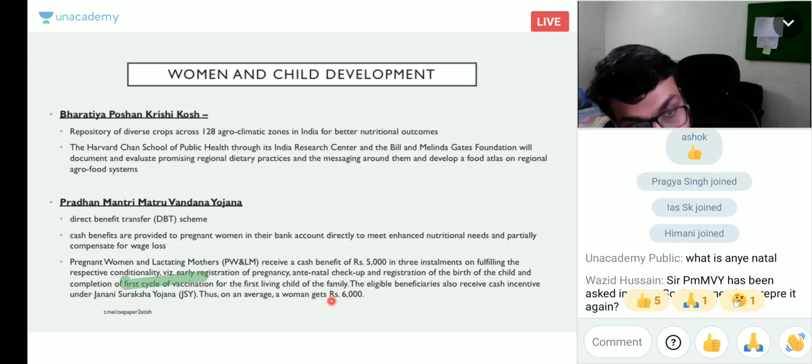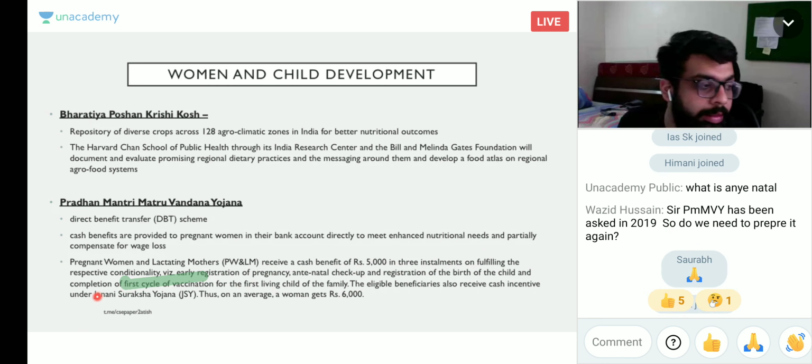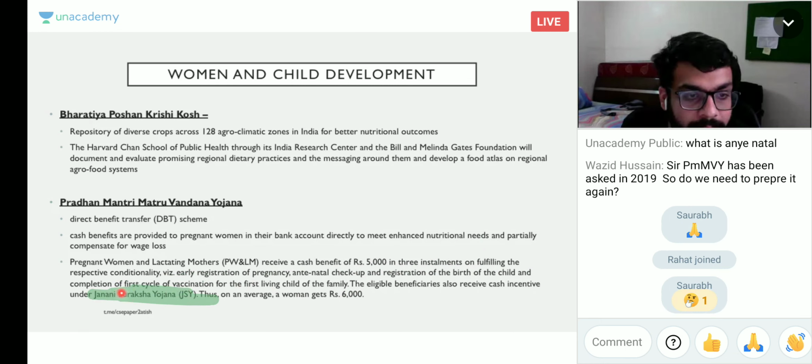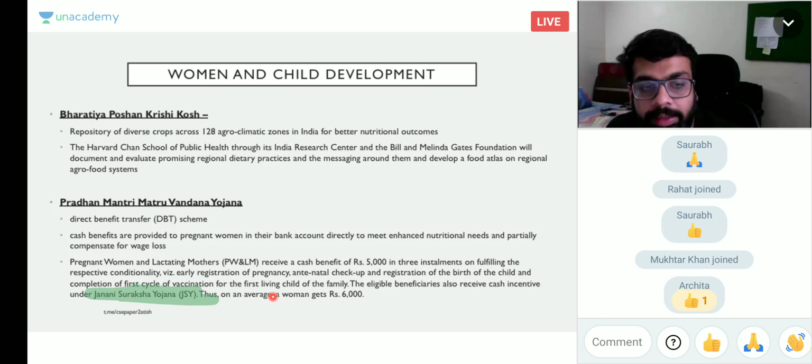In addition to this, there's also another scheme called Janani Suraksha Yojana, under which you can make sure that additional benefits are also given in this entire ecosystem.